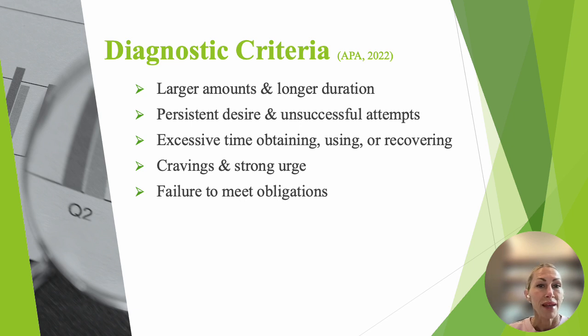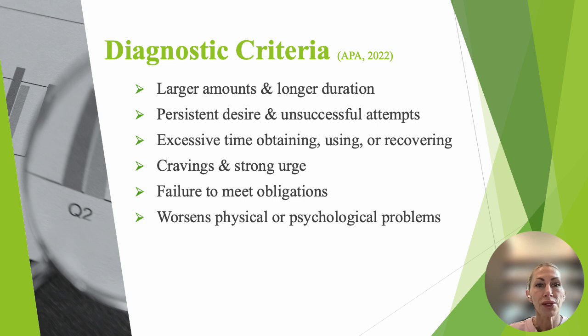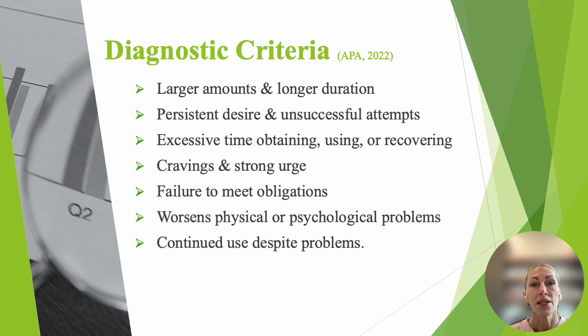The individual may fail to meet major responsibilities or obligations. It can be at work, school, or home due to their opioid use. The individual will continue to use despite knowing that it contributes to ongoing physical or psychological health problems. The individual may persist in opioid use despite ongoing social or interpersonal conflicts. So it's interrupting their family life or their relationships with their spouse, but they continue to use.